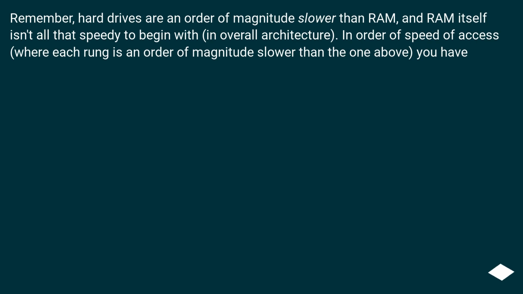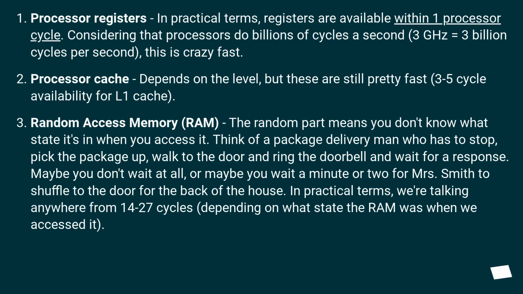Remember, hard drives are an order of magnitude slower than RAM, and RAM itself isn't all that speedy to begin with, in overall architecture. In order of speed of access, where each rung is an order of magnitude slower than the one above, you have processor registers. In practical terms, registers are available within one processor cycle. Considering that processors do billions of cycles a second, 3 GHz equals 3 billion cycles per second, this is crazy fast.